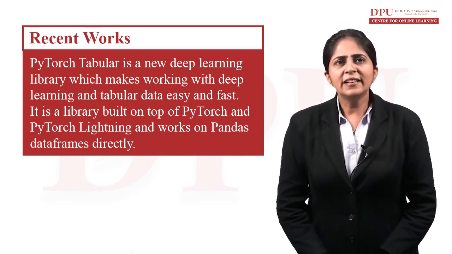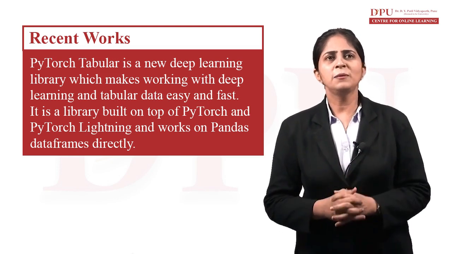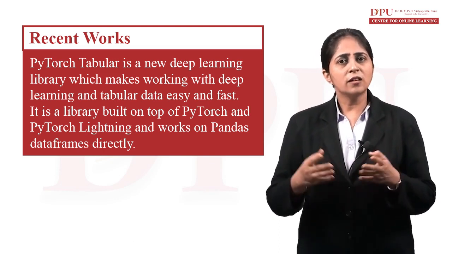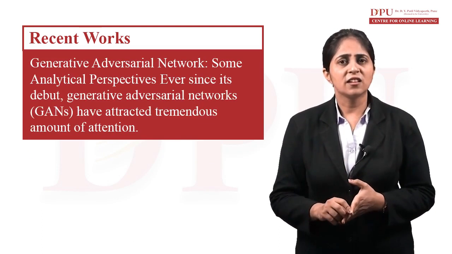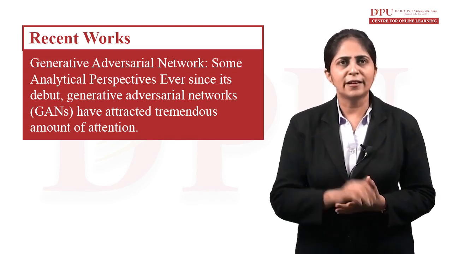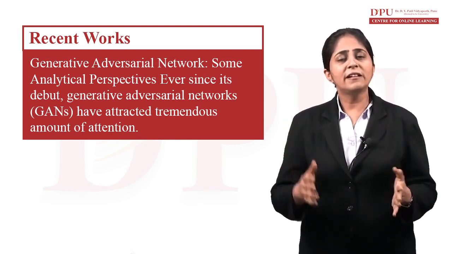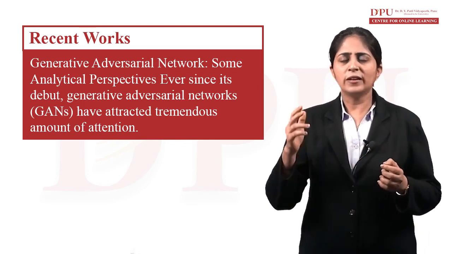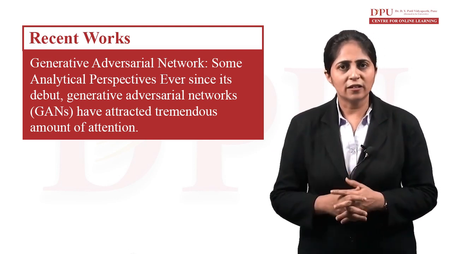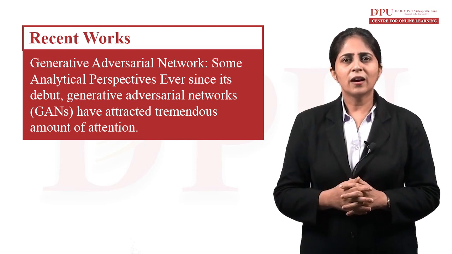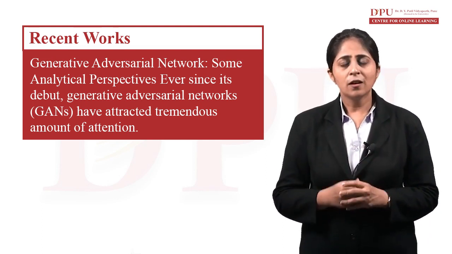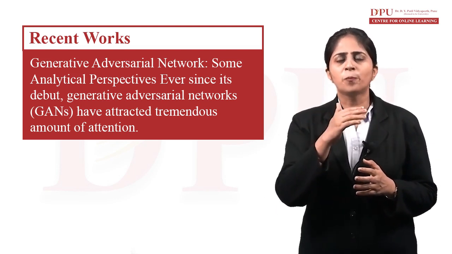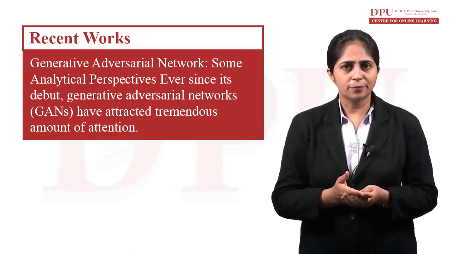If we talk about the next recent work in the field of deep learning, we have talked about it earlier also, that is GANs, Generative Adversarial Networks. Generative Adversarial Networks are neural networks in which we combine two neural networks together. One is the generator, another is the discriminator. The task of the generator is to provide certain data.